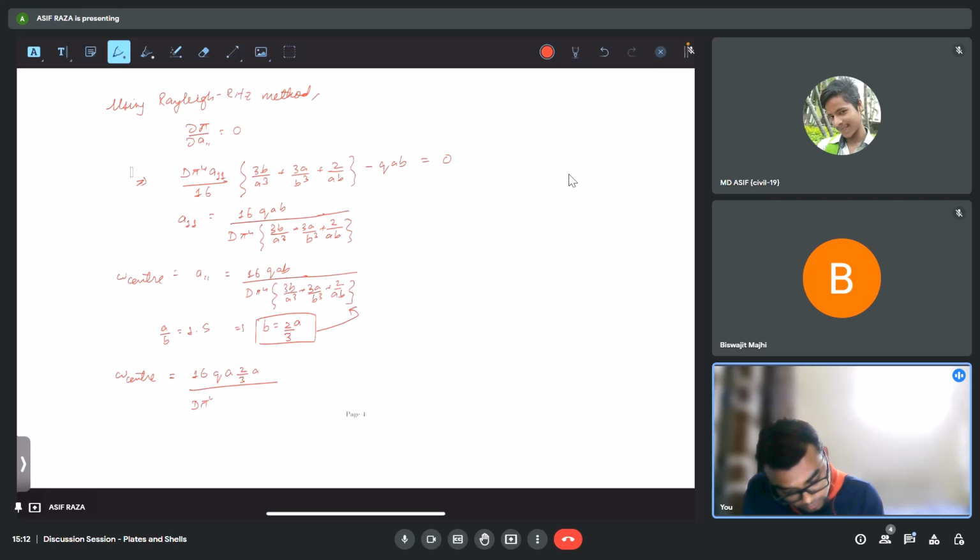D by 4. 3 2 by 3A, AQ plus 3A. This would be 2 by 3 AQ plus 2A and 2 by 3A. Finally simplify it. This would be 32 by 3 QA square. This is D by 4.